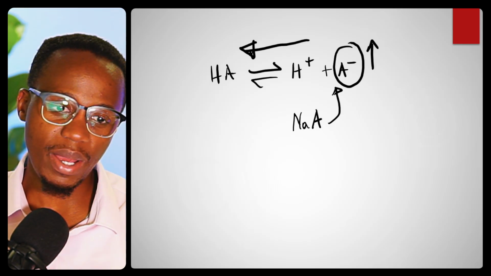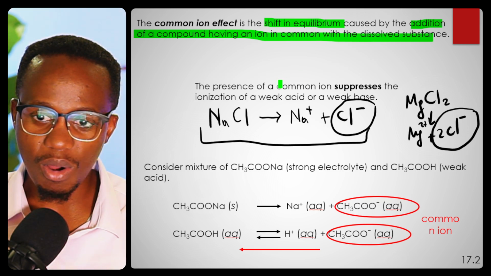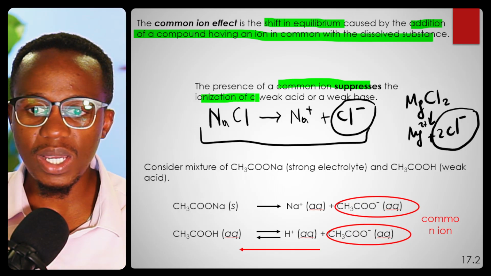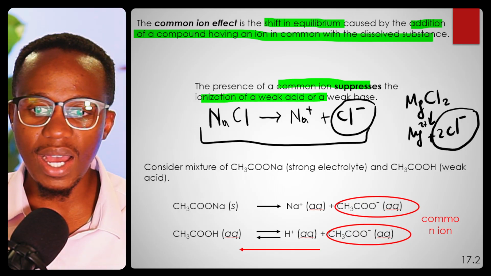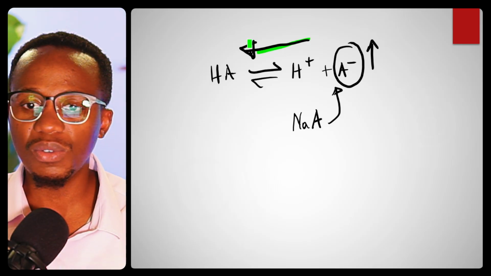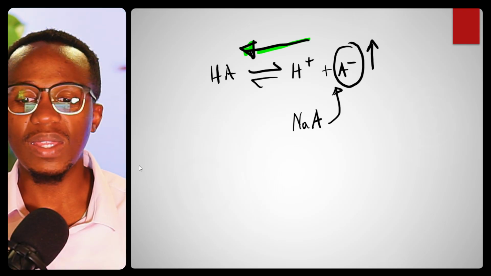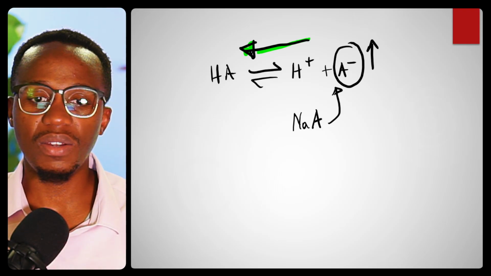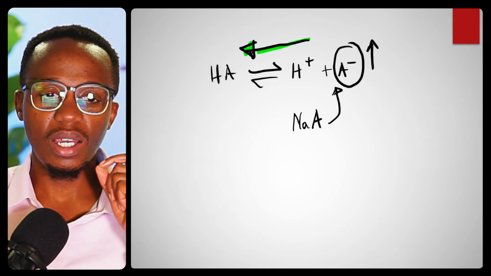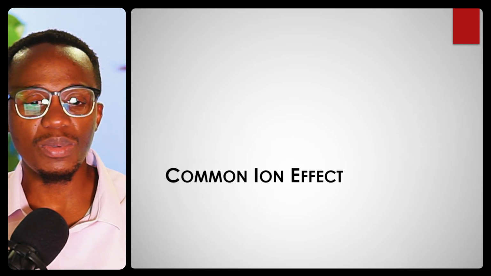So that's what they mean when they say that the presence of a common ion suppresses the ionization of a weak acid or a base. When you add a common ion here, the reaction is going to go back. Instead of continuing to do the ionization, it's going to go the opposite way. So that is the common ion effect, and I want you to understand that because we are going to get back to the common ion effect when it comes to some sort of calculations.